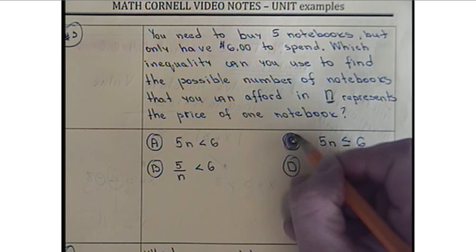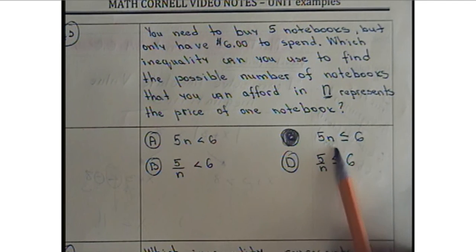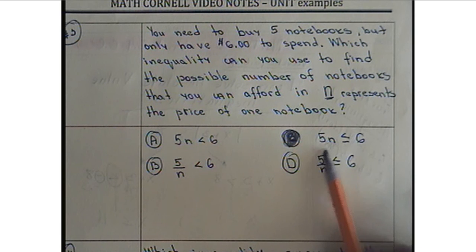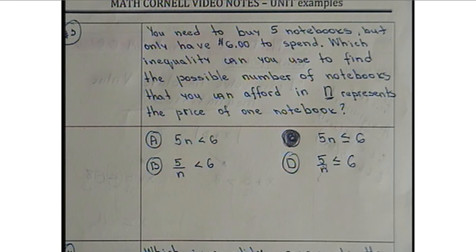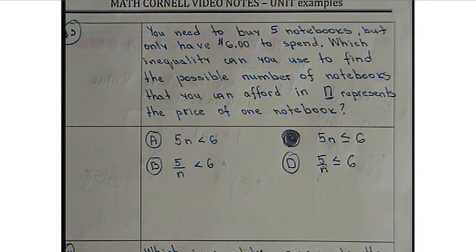And again, why is C the best choice? Because if you have $6 already, you can spend exactly $6 or you can spend less than that for 5 notebooks. But you can't spend greater than, and you can't divide the notebooks into 5, because we have been given 5 notebooks, not the price. So overall, 5n less than or equal to 6 will be your best choice for this example. And if you have more questions about the examples, let me know, and maybe I could help you one-on-one when you're going over the video.